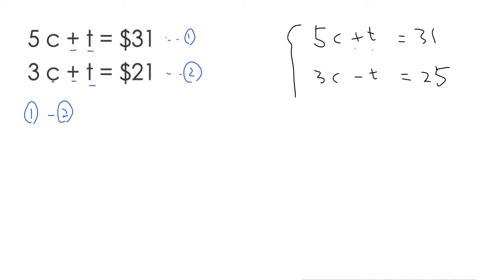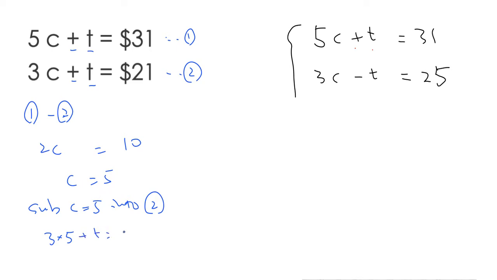So 5c minus 3c gives me 2c. T minus t is 0. And 31 minus 21 is 10. So 2c equals 10, c equals 5. We still have to figure out what t is. So we're going to sub c equals 5 into any of these 2 equations. Let's choose the second one. 3c is 3 times 5, because c equals 5, plus t equals 21. So that's 15 plus t equals 21. And so t is equal to 6.